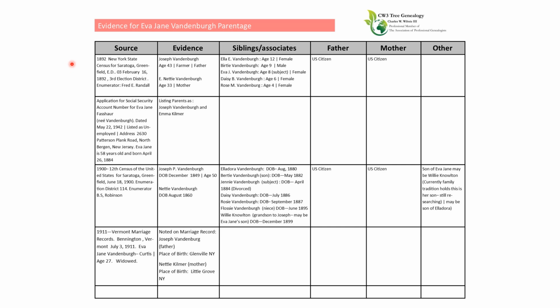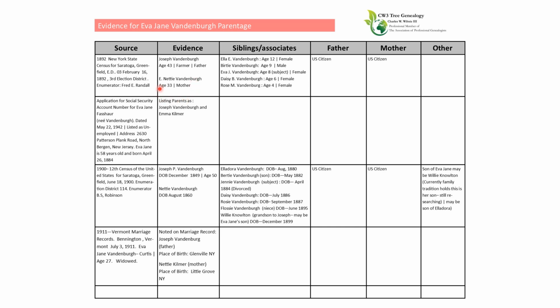So in 1892, there was a New York census for Saratoga Greenfield in New York. It was done on February 16th, 1892. It was the 3rd election district, enumerator and the person's name. This actually came from the National Archives. And this can be easily backed up by going to the National Archives. It shows that her father's name is Joseph Vandenberg, age 43, farmer and father. That comes right from the form.